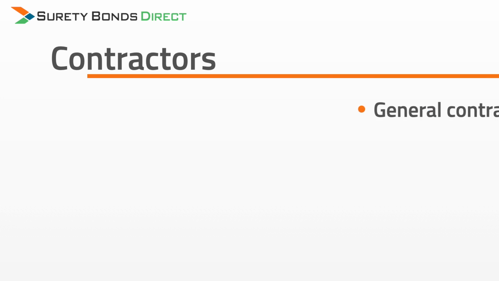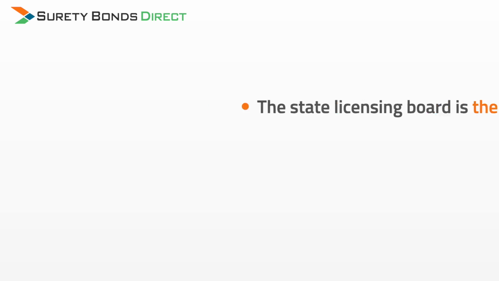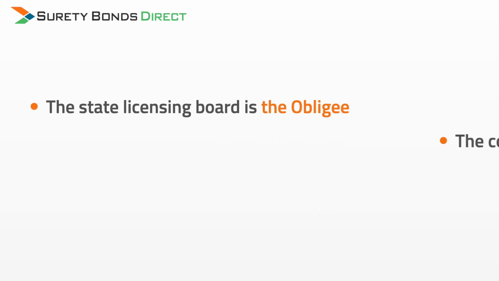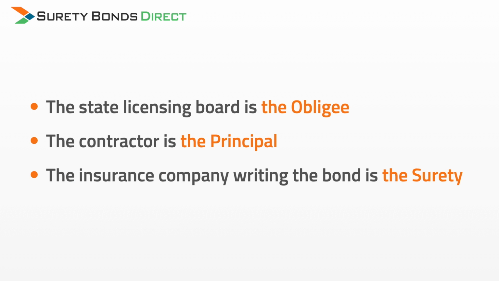Example 1. Contractors, including general contractors, electricians, plumbers, and other contractor fields. Almost all state contractor licensing boards require contractors to purchase a surety bond to obtain their license. Some cities and counties require a separate bond for municipal licensing as well. The state licensing board is the obligee. The contractor is the principal. The surety is the insurance company writing the bond for the contractor. A contractor's surety bond protects customers of the contractor from poor and unfinished work on the project.